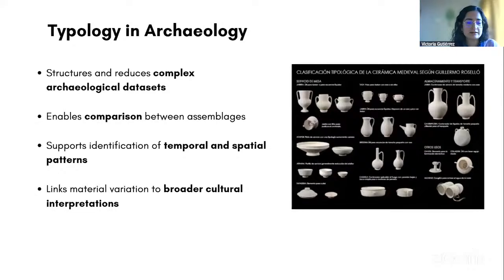So we know that typologies are extremely useful, especially when we are analyzing complex archaeological data sets. They allow us to reduce said complexity, to compare assemblages, to identify temporal and spatial patterns, and to build broader interpretations about cultural variability. So typologies transform these isolated objects into evidence that we can actually interpret somehow.